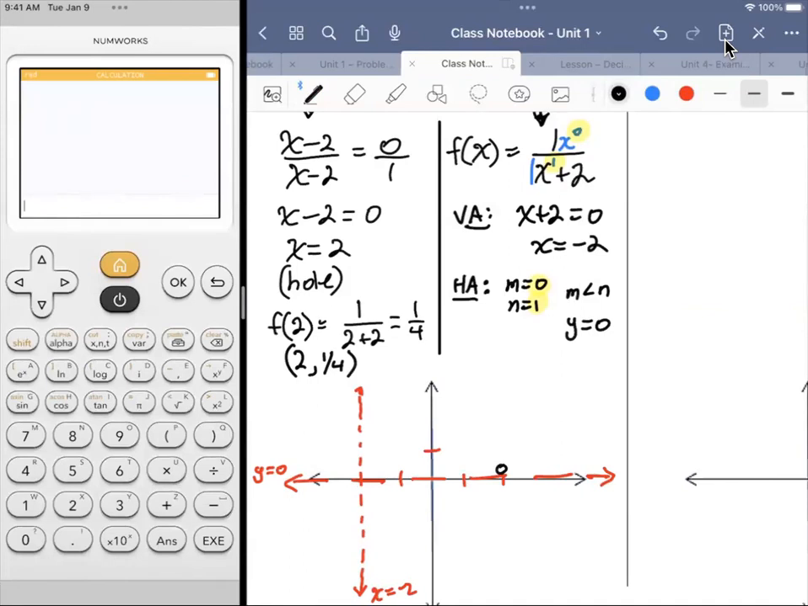Right. For that, we could use test values, or, I mean, I mentioned this last time, you could just chuck it into the calculator. All right. So I'm going to use test values. I'm going to test x equals 0 into f of x. So f of 0 would be 1 over 0 plus 2. So that'd be 1/2. So at the x value of 0, we have a y value of 1/2.